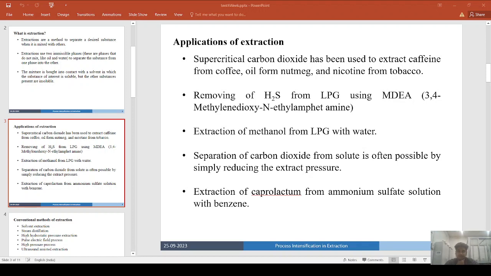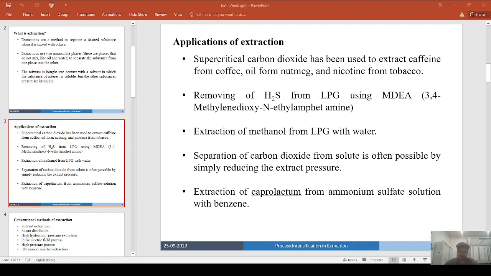Another application of extraction processes is the extraction of nitrobenzene after the reaction of nitric acid with toluene in presence of sulfuric acid. This reaction will give out the product nitrobenzene with other undesired quantities. So you need to then extract the quantity of interest, here being nitrobenzene. So you need to extract that.